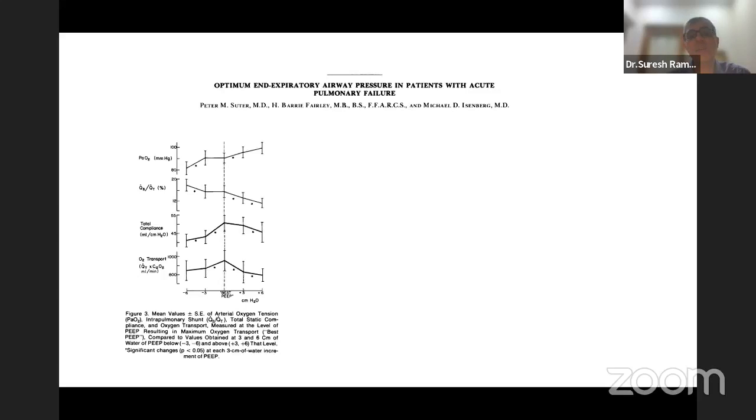PaO2. And that used to be the best PEEP in the late 70s and early 80s: you will put a Swan-Ganz catheter, you will measure the SvO2, you will measure the shunt fraction, you will measure the compliance on the ventilator, which was very difficult in those days because the inspiratory pause button wasn't available.